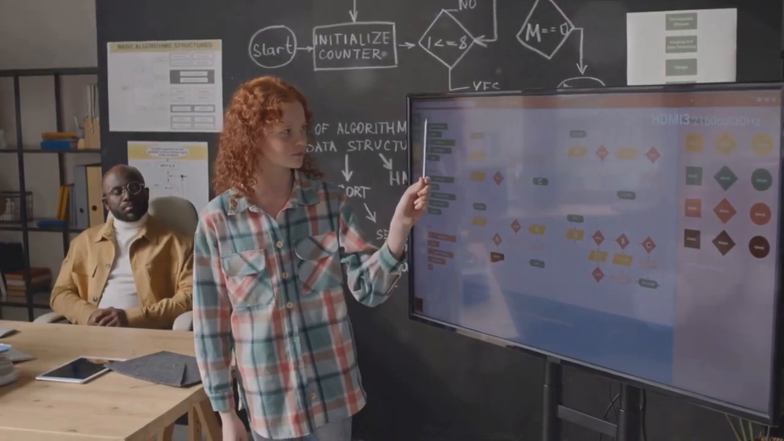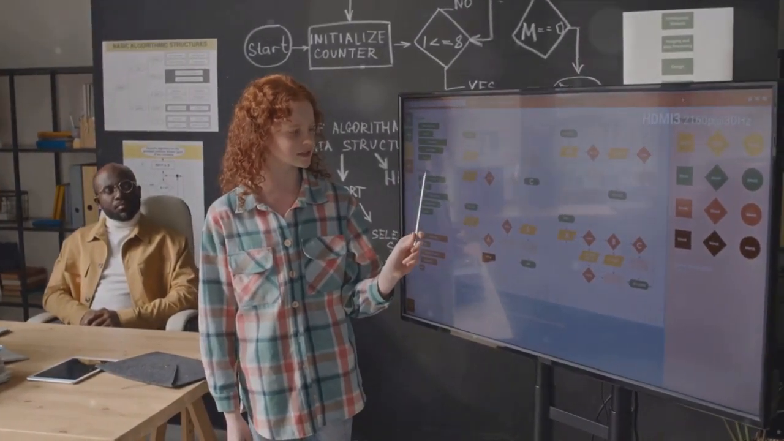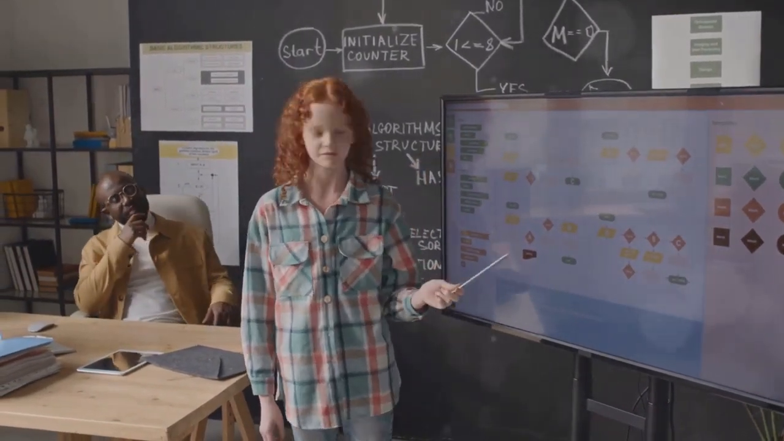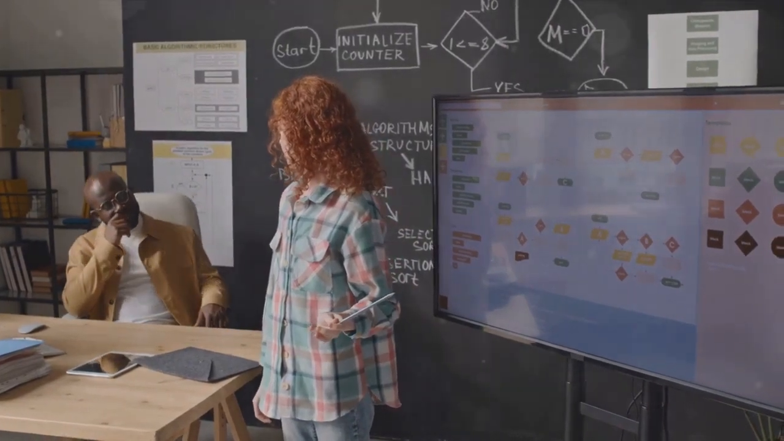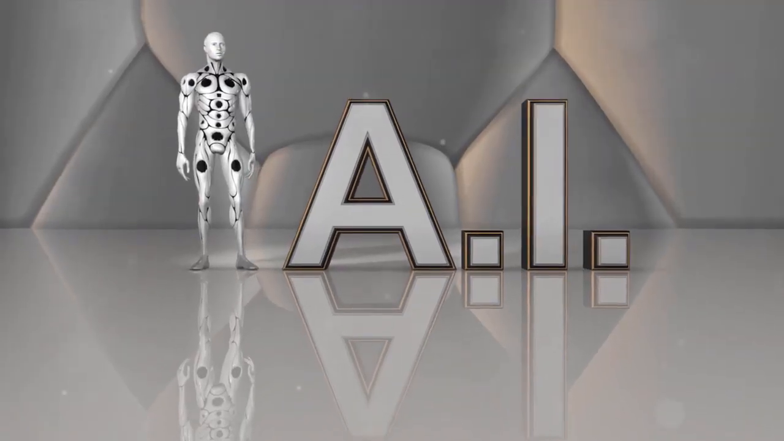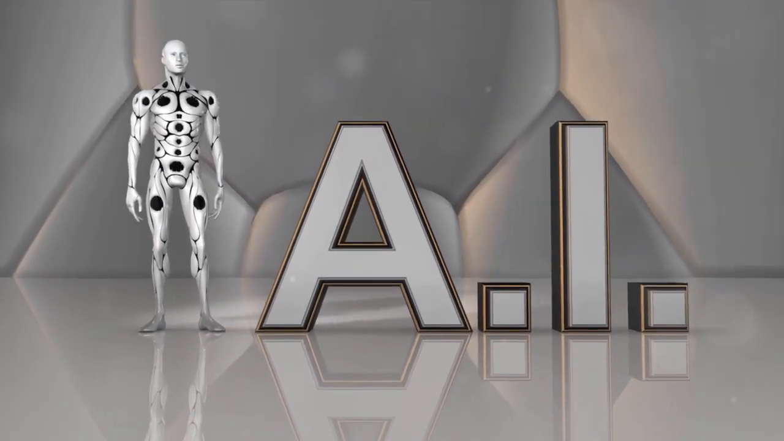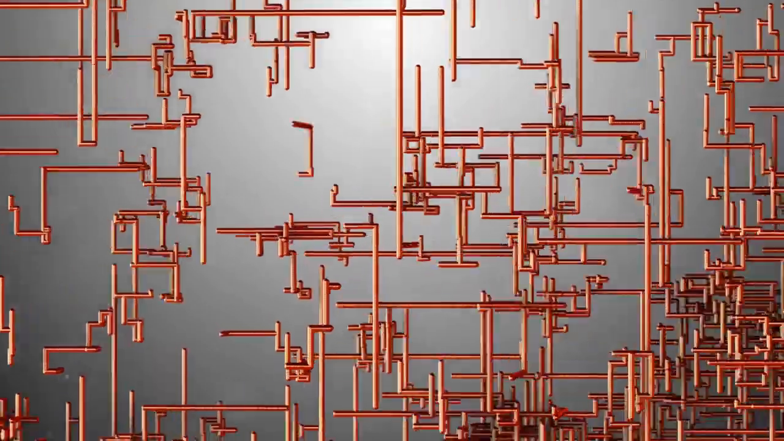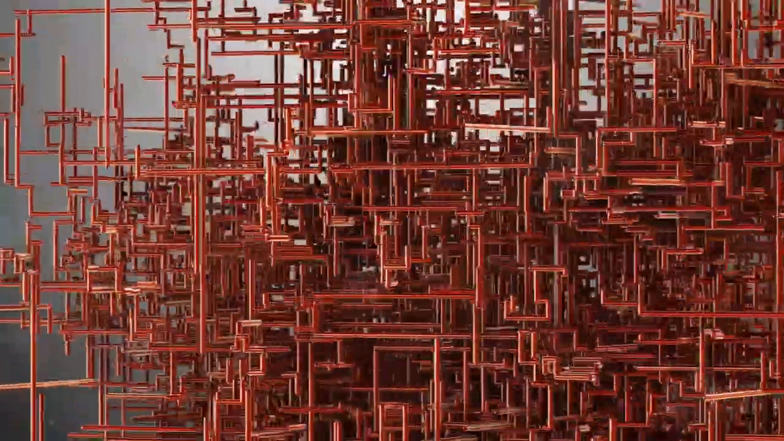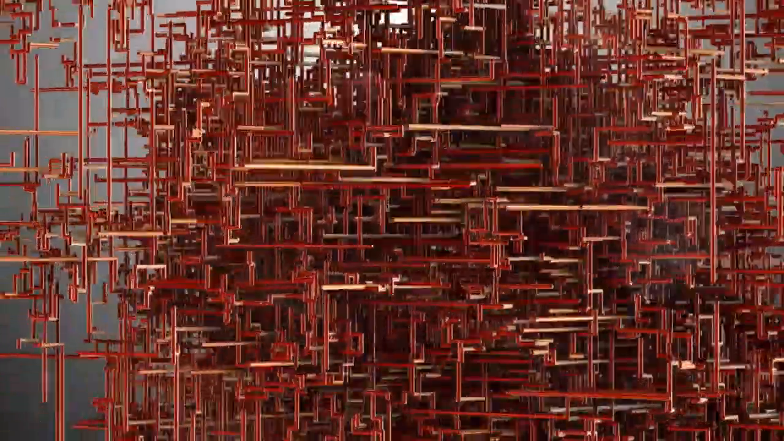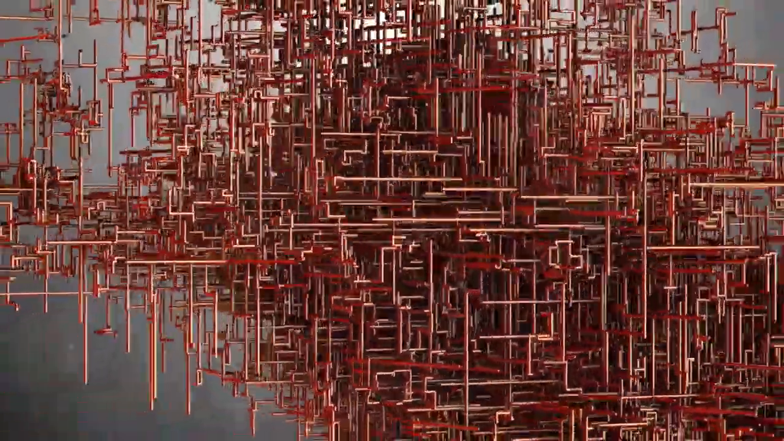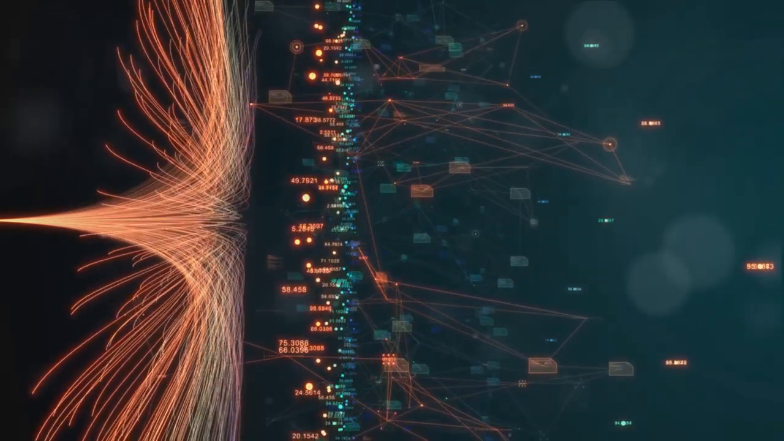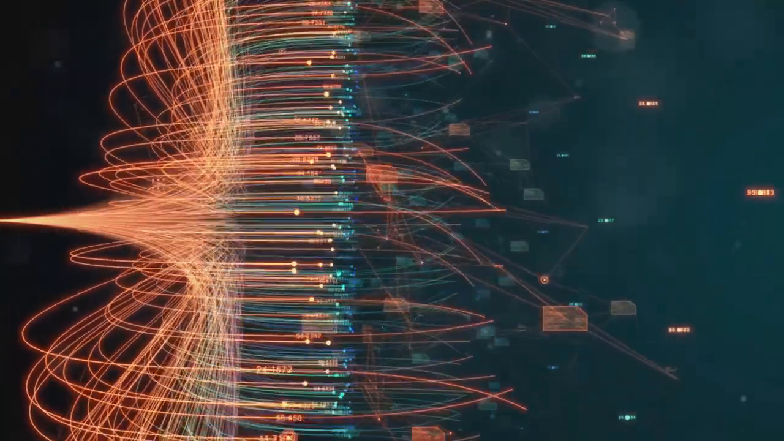RMSProp and ADAM are two adaptive learning rate methods. RMSProp adjusts the learning rate for each weight individually, while ADAM goes a step further by combining the perks of RMSProp and momentum-based optimization. AdamW, a variant of ADAM, is often preferred as it decouples weight decay and the adaptive learning rate, leading to better training dynamics. Batch normalization and layer normalization help stabilize the learning process and reduce the number of training steps by normalizing the inputs in each layer. Residual connections, on the other hand, allow the flow of information from earlier layers to later layers, mitigating the vanishing gradient problem.